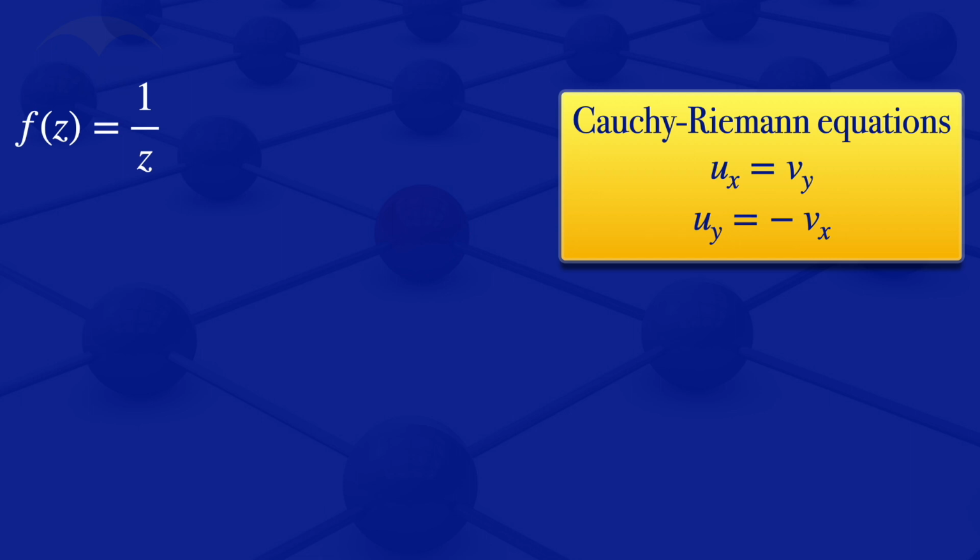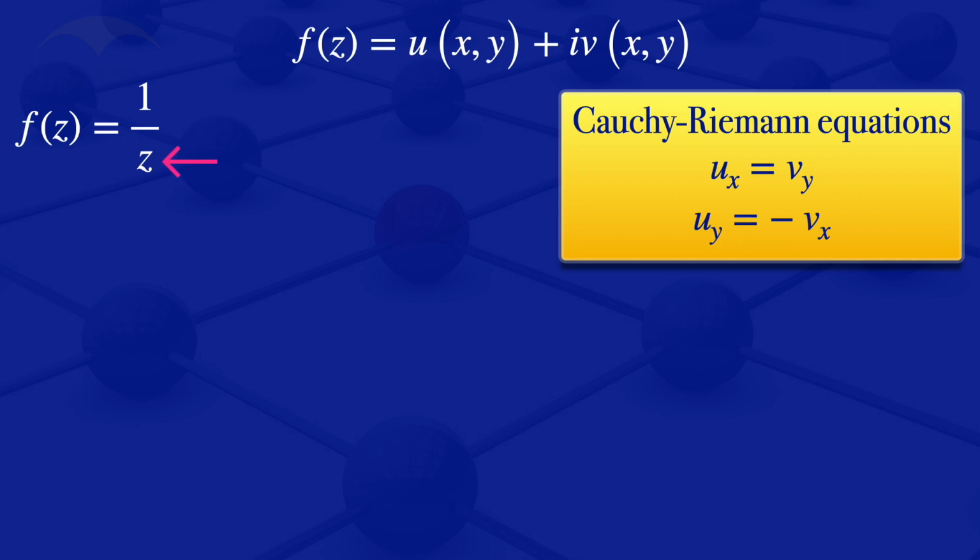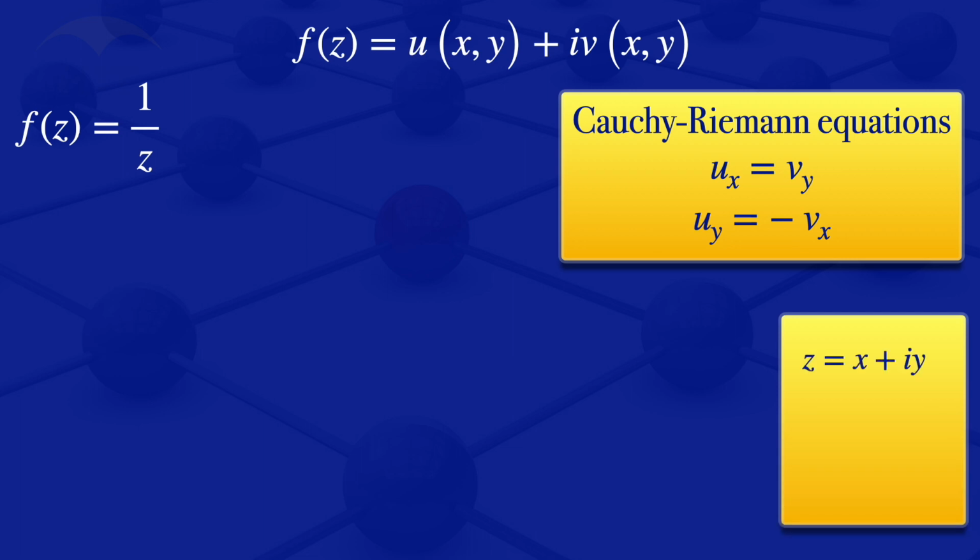And the partial derivative of u with respect to y is equal to minus the partial derivative of v with respect to x. So in this case, I would have to write my f of z in the form of u plus iv. The z there is a complex number. A complex number you can write in the form x plus iy, where x and y are real numbers and i is equal to the square root of minus 1.